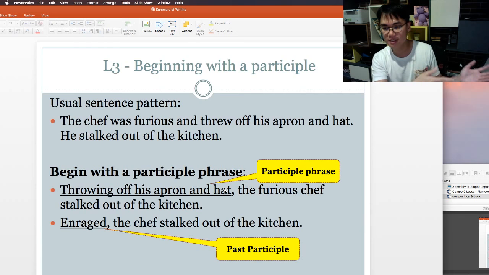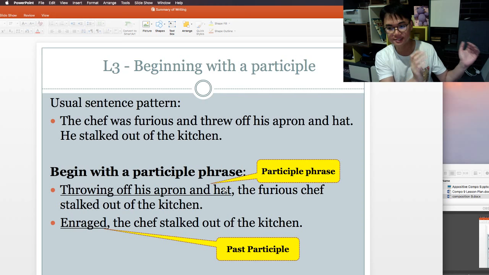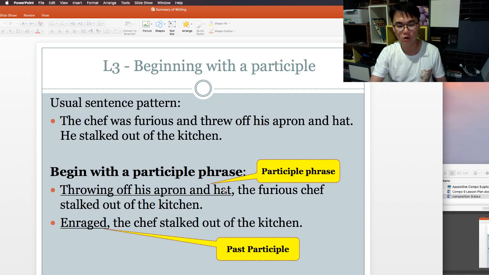So this is yet another way to add variety to your sentence, to make it more interesting by putting in a present or a past participle. What this does, as you can see, is that it makes the action the front and center of your sentence, right? The action becomes the highlight. Throwing off his apron and hat, or enraged, right? The chef stormed out of the kitchen.